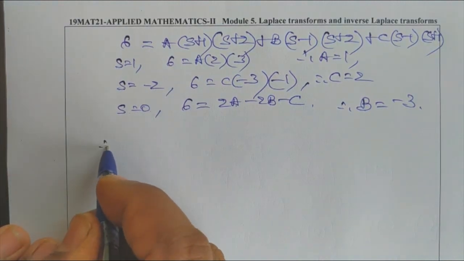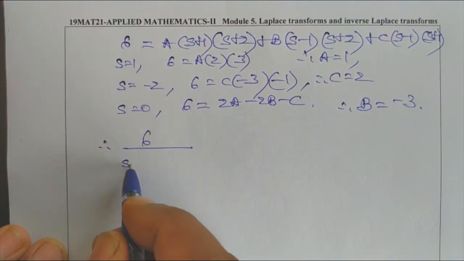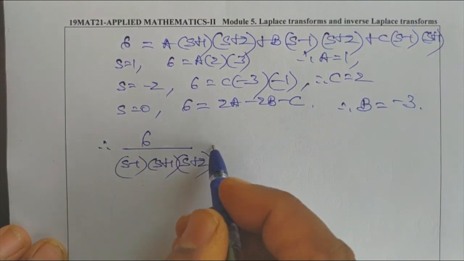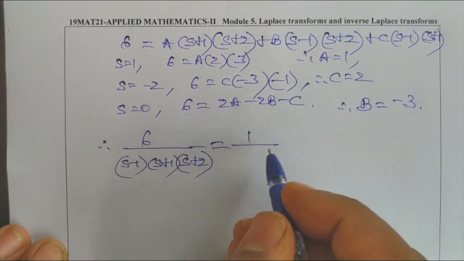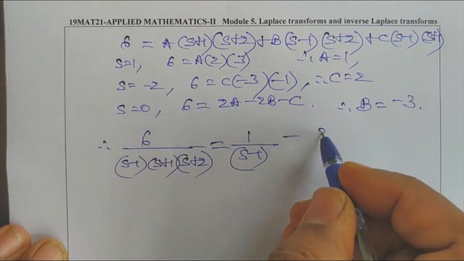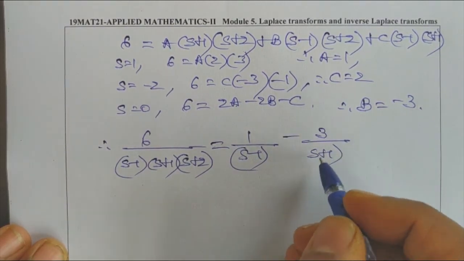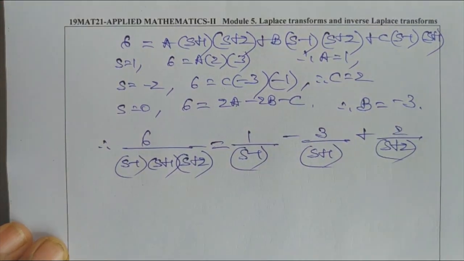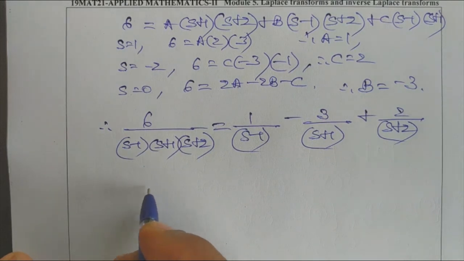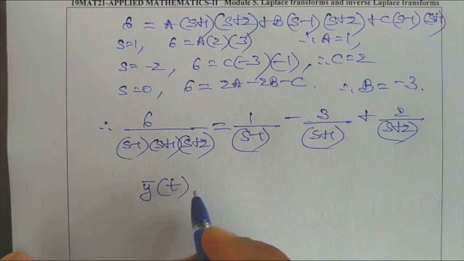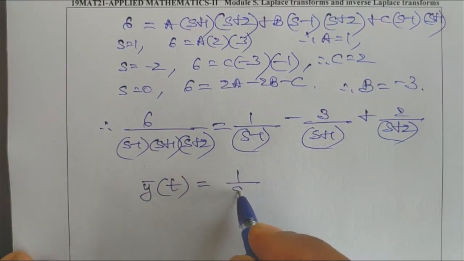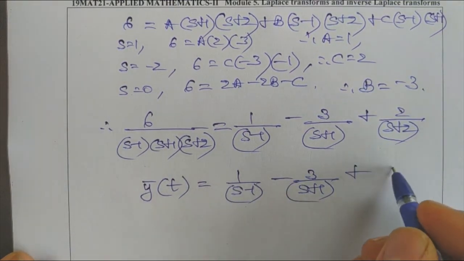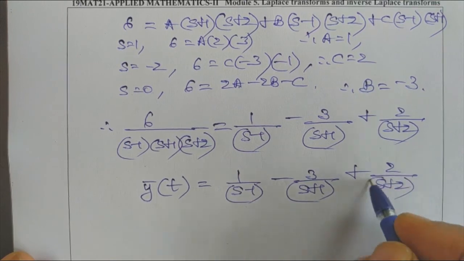Therefore 6 divided by s minus 1 into s plus 1 into s plus 2 can be written as 1 divided by s minus 1 minus 3 divided by s plus 1 plus 2 divided by s plus 2. So y bar of t is equal to 1 divided by s minus 1 minus 3 divided by s plus 1 plus 2 divided by s plus 2.